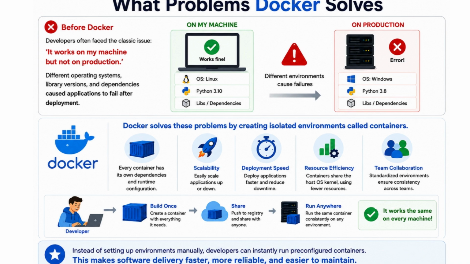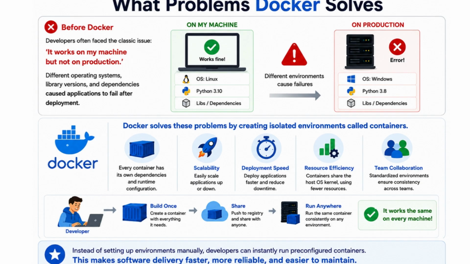It improves scalability by making it easy to scale applications up or down. It increases deployment speed by allowing applications to be deployed faster with reduced downtime. It improves resource efficiency because containers share the host operating system kernel while using fewer system resources. Docker also improves team collaboration by standardizing environments across teams and machines.